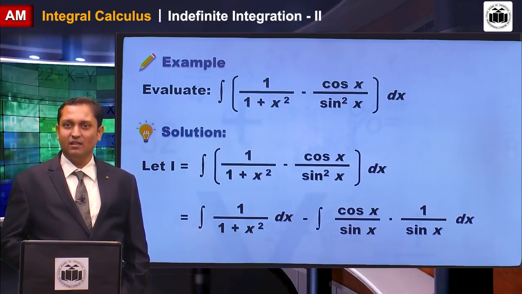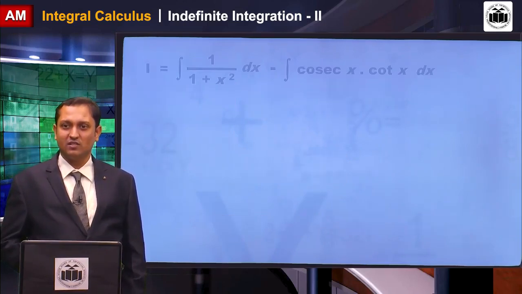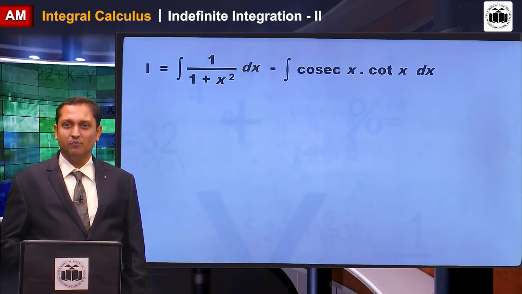The second integral, integral cos x upon sin square x dx, in which the denominator, that is sin square, is split into two parts. Obviously sin square is nothing but sin into sin. So we have written integral cos x upon sin x, that is the first part, into 1 upon sin x dx. Come to the next step.